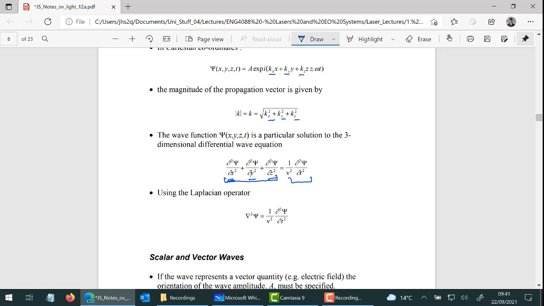Now we can write that as something a bit more convenient, a bit more compact, and we write that as del, or the Laplacian operator. So del is d by dx plus d by dy plus d by dz, and del squared is just the second derivative. Okay.